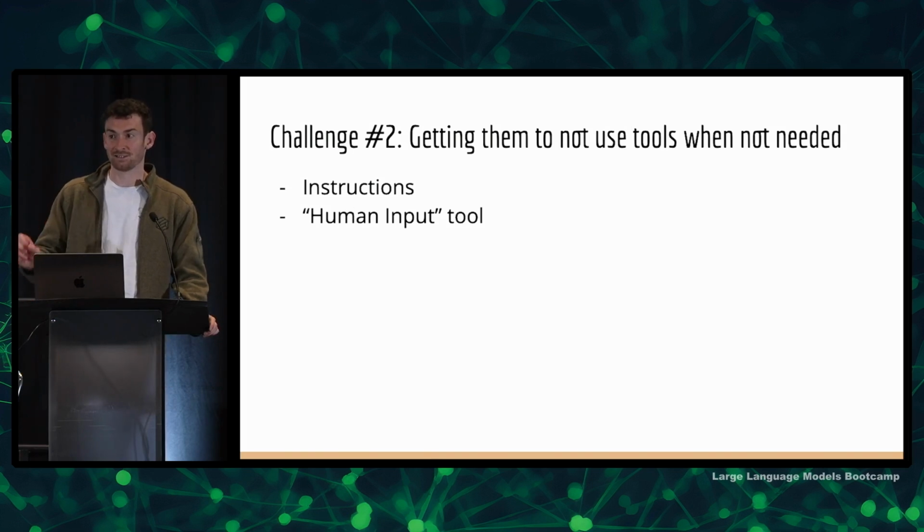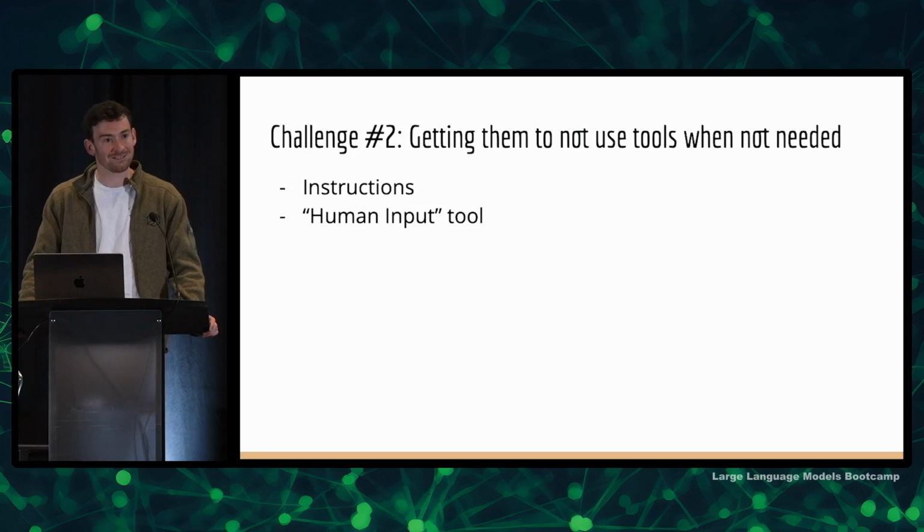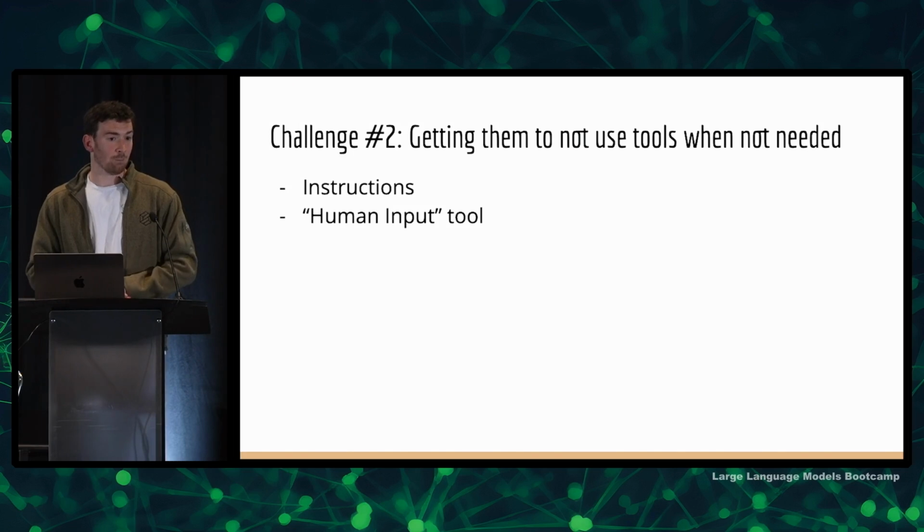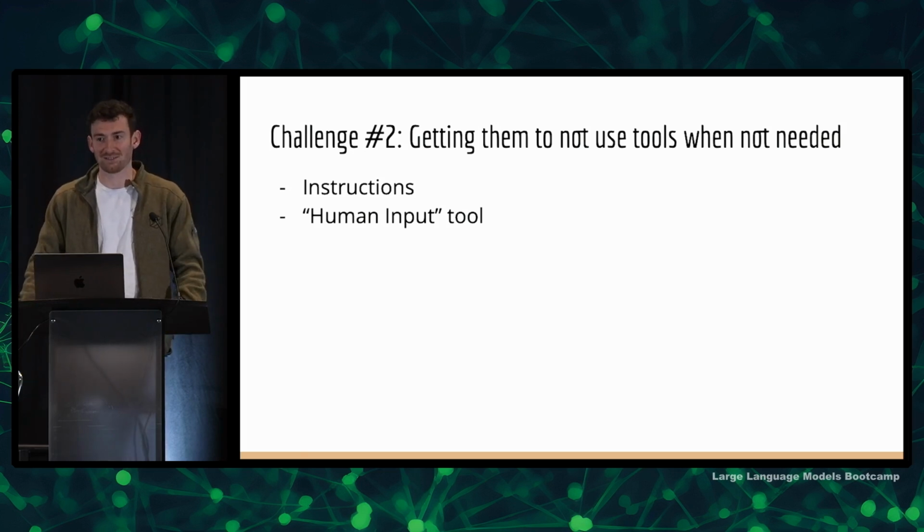There's also a subtle second challenge, which is getting them not to use tools when they don't need to. So a big use case for agents is having conversational style agents. One of the big problems that we've seen is oftentimes these types of agents just want to use tools no matter what, even if they're having a conversation.